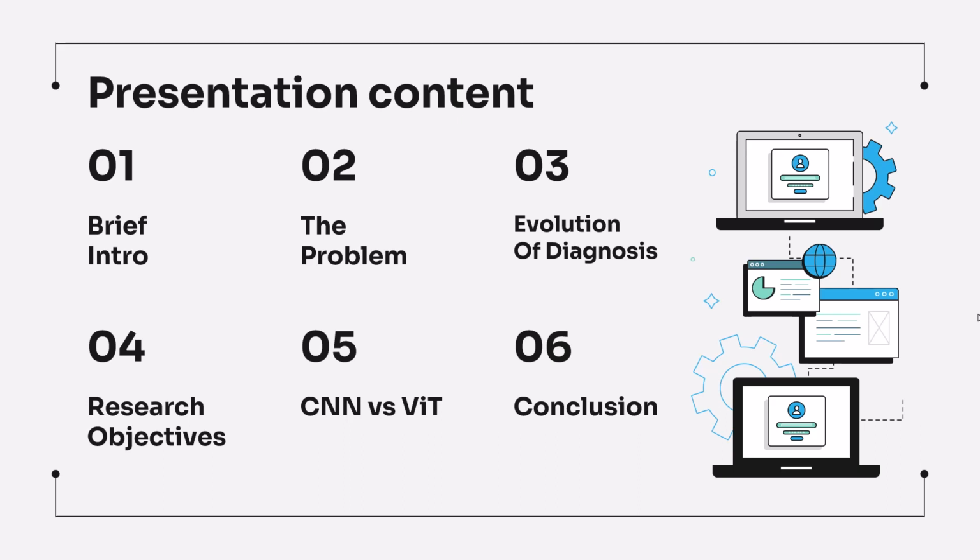We start with a brief introduction about what lung cancer is, its statistics, and the survival rate. We present the problem that we are facing with diagnosing cancer. Next, we dive into how diagnosis is evolving and the possible role of AI in making advancements in the field of pathology. We clearly identify the objectives of this research, then we analyze the results, and finally we draw conclusions.